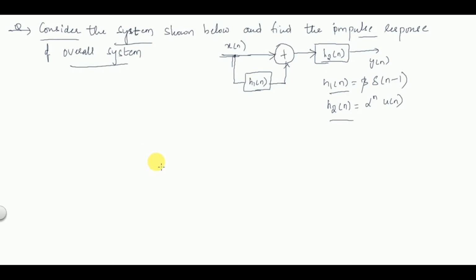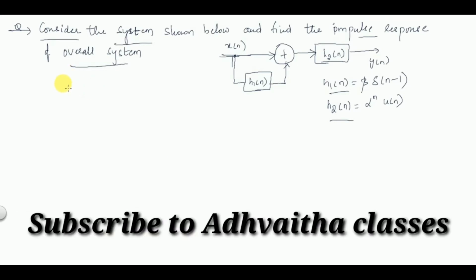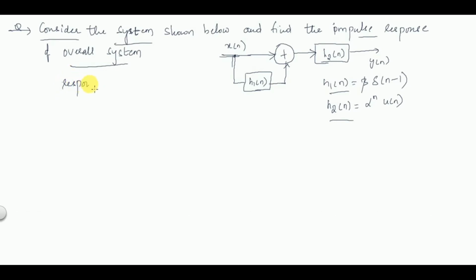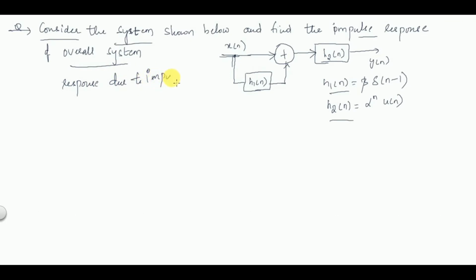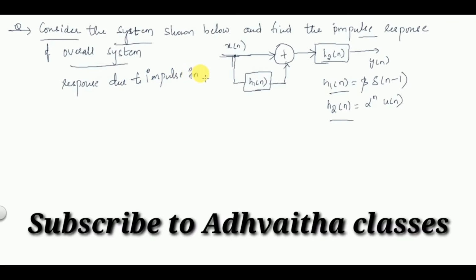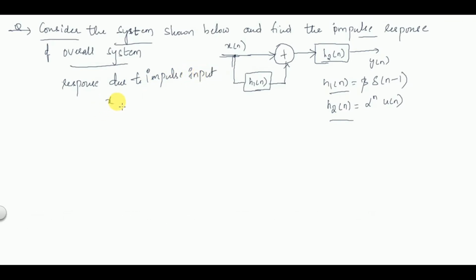Impulse response means response due to impulse input. That means in this case, if you want to find the impulse response, x of n is equal to del of n. That is what impulse response means, response due to impulse input, so x of n is equal to del of n, you have to remember.